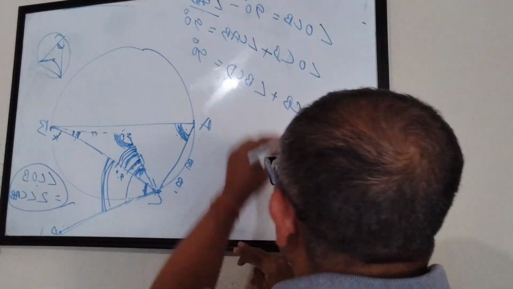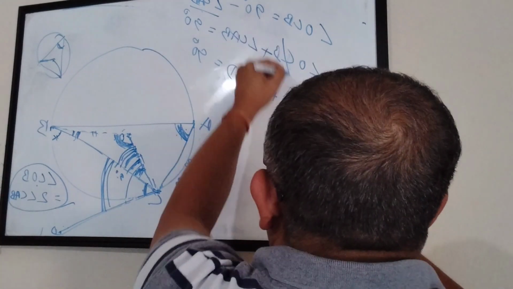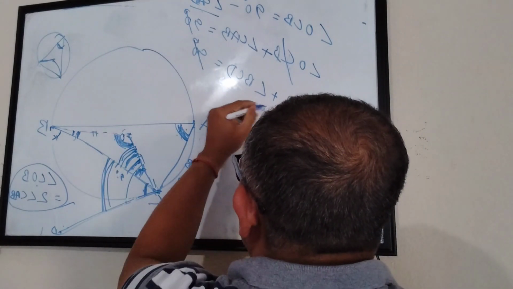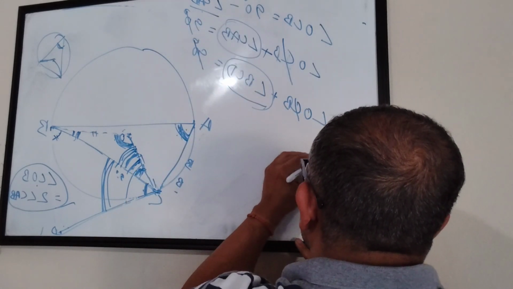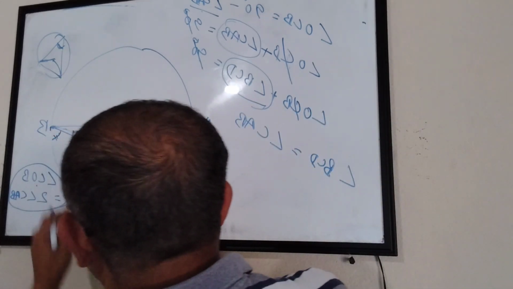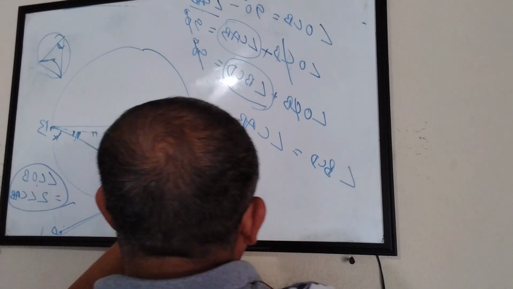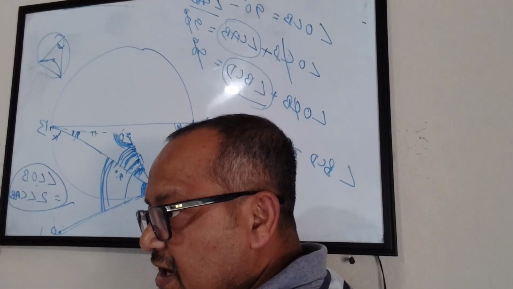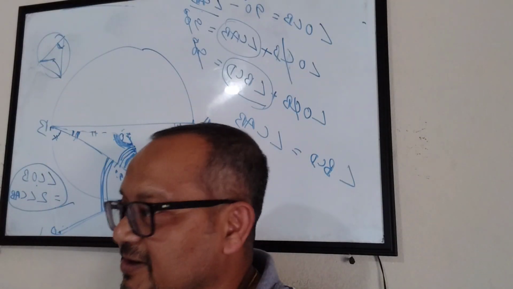Now, if you look at these two equations, what do you see? This and this are common in both of them. That means this angle is equal to this angle, meaning angle BCD equals angle CAB. This is what we were trying to prove, and I'm a very proud teacher saying that we proved it. But don't worry about it.